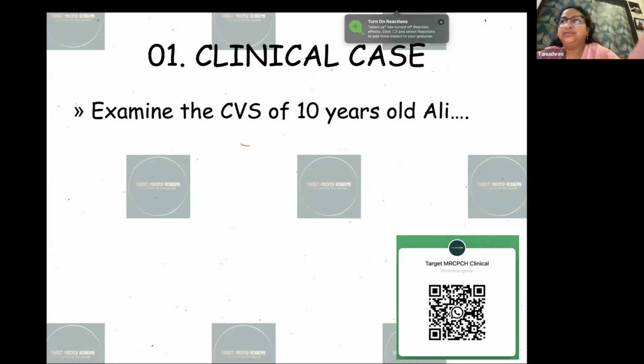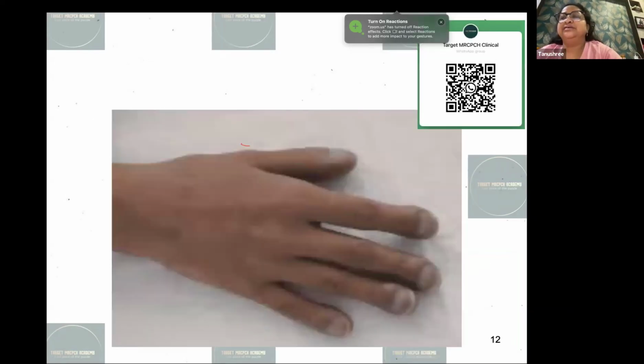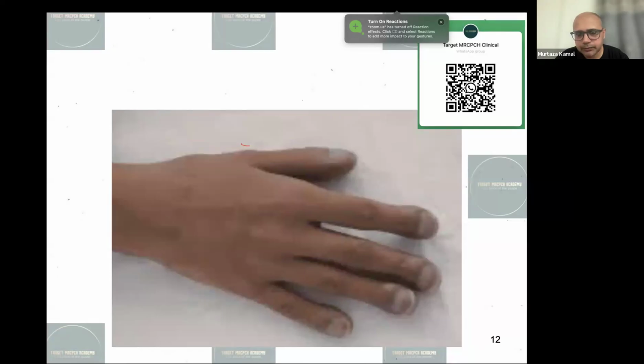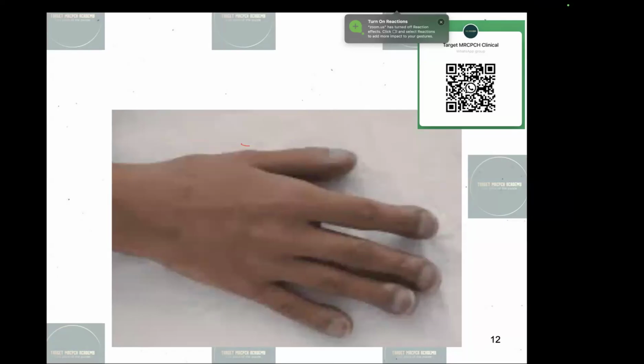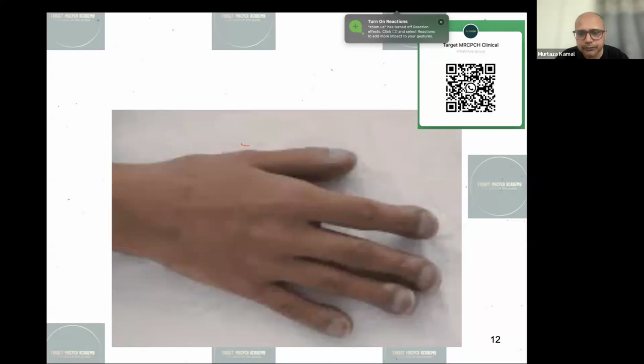Okay, I start from his hands. So in his hands, do I notice any clubbing? Okay, so I can see clubbing. Any signs of stigmata of infective endocarditis, like Janeway lesions, Osler nodes? No signs of infective endocarditis. Okay, what about his pulse? The pulse rate is 90 per minute, looks good in volume, and it is regular.